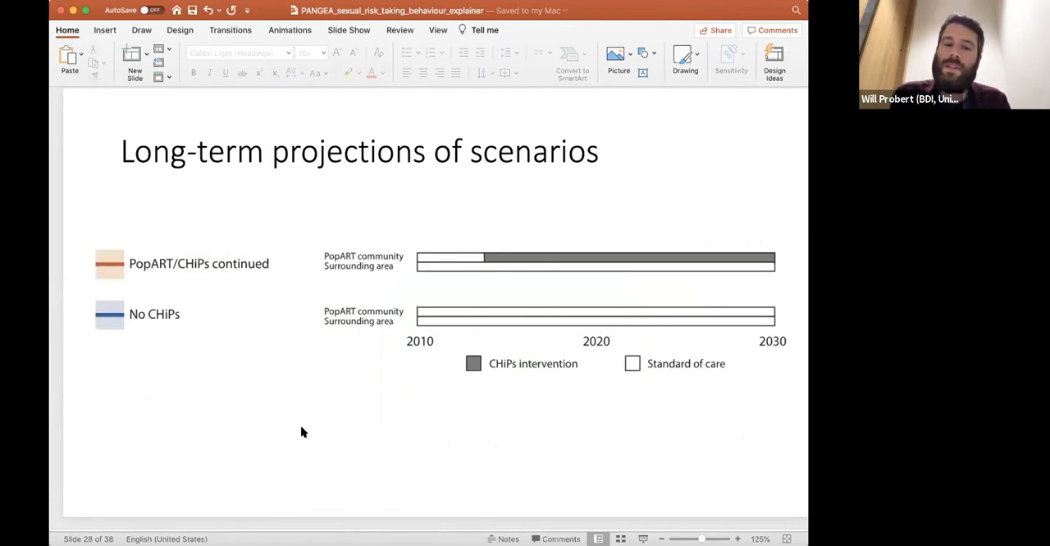We then looked at how these dynamics change for long-term projections. We looked at a range of different scenarios, and I'm just going to show you two scenarios until 2030. The first was simulation of the Popheart trial, and then continuation of a CHIPS intervention or a UTT-like intervention until 2030. And that was compared with no intervention, a counterfactual scenario: no Popheart trial and no Popheart intervention to 2030.